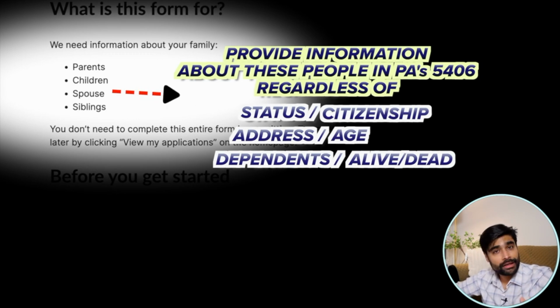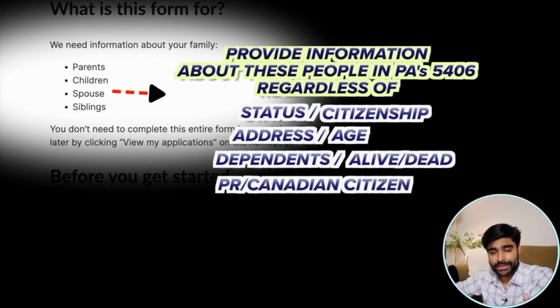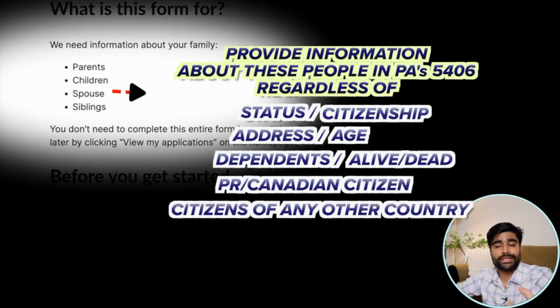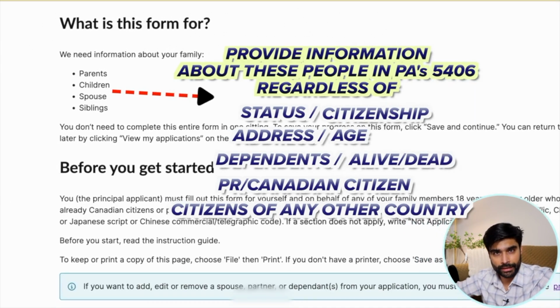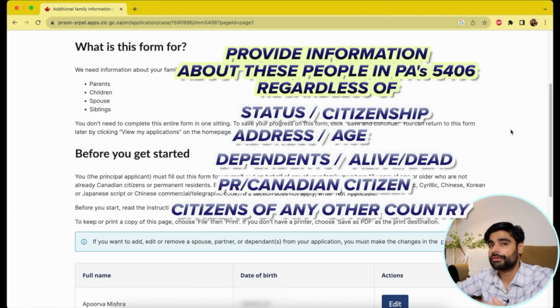So they could be alive, they could be dead, they could be permanent residents or citizens of Canada or citizens of any other country, doesn't matter. She's simply accounting for all these four groups of people here when she's filling out her version of the 5406.